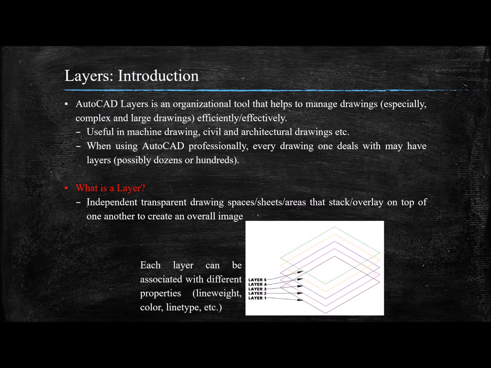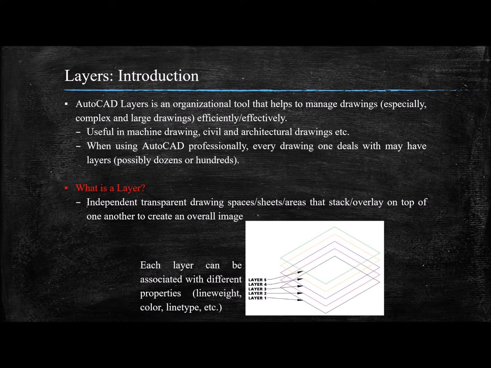Let us have a look at this figure here. As can be seen, there are 5 layers represented by these squares of different colors that are placed one after the other, one on top of another one. If these are taken to be transparent, then the features or geometric entities that are drawn on each and every one of them, when looked at from the top of the layers, would constitute the entire drawing. So that is the concept that is used in case of AutoCAD layers.